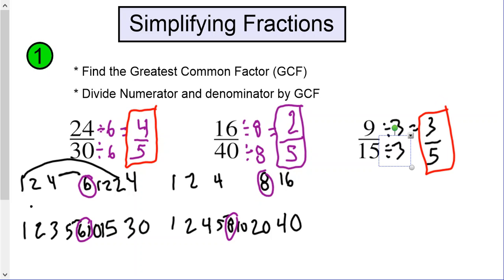Okay, so when we're simplifying fractions, we need to find the greatest common factor, and then we need to divide both the numerator and the denominator by the greatest common factor. Okay, make sure you write this down in your notes.